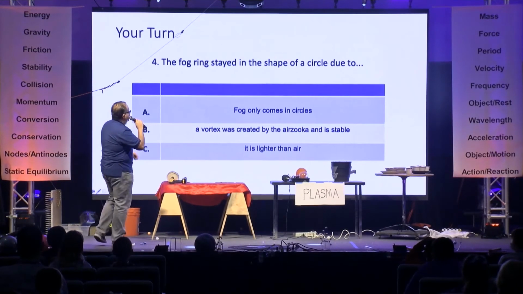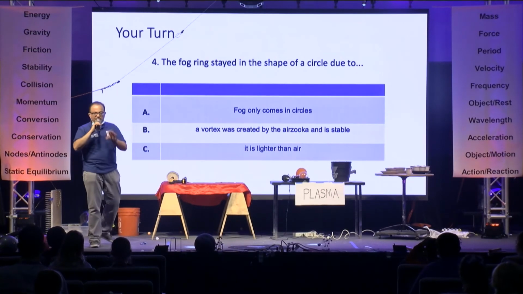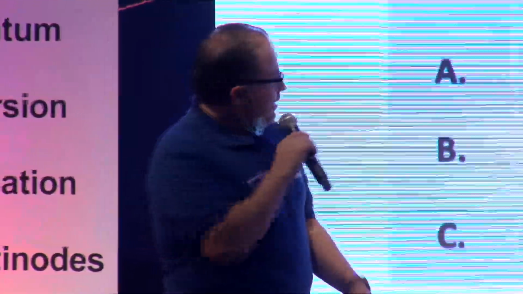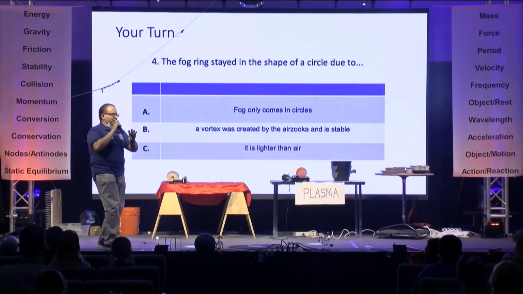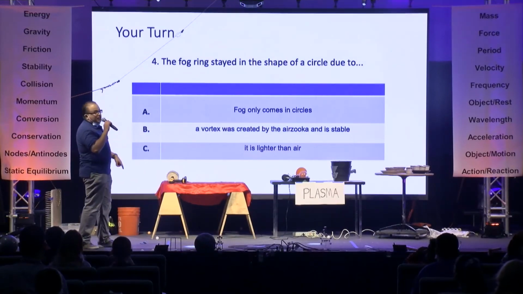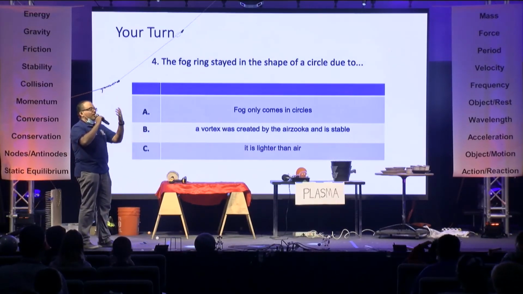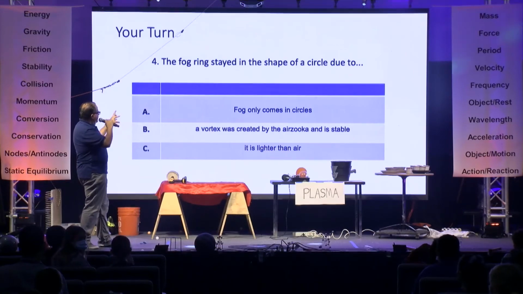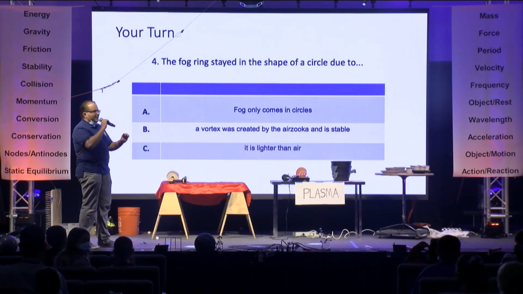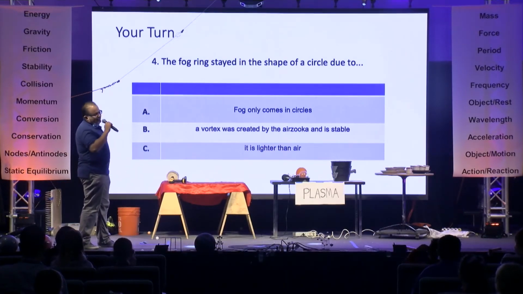The fog ring stayed in the shape of a circle. You know those rings that were being shot at you, just all violently? Why did it stay in the shape of a circle? Was it A, because fog only comes in circles? B, because a vortex was created by the Izuka and is stable? Or was it C, it's lighter than air?